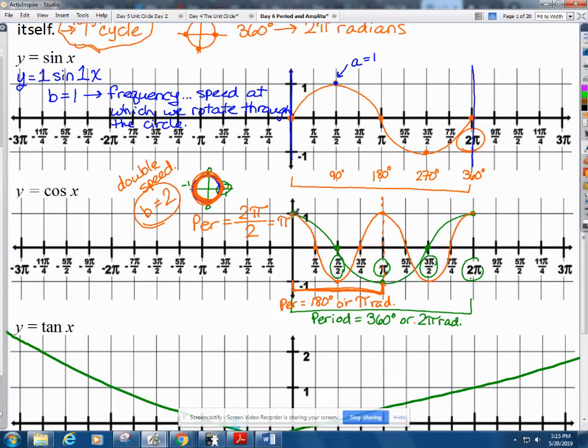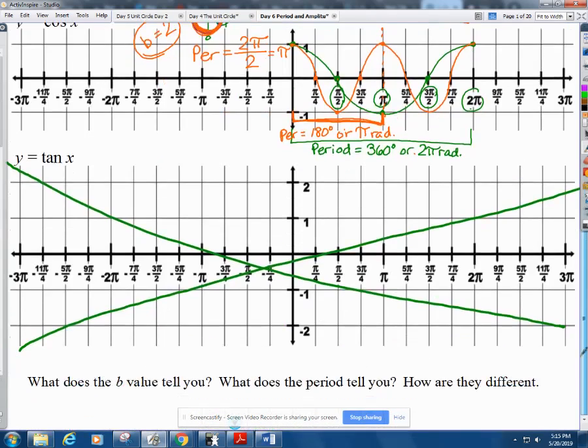So our B value is our frequency. It tells you how much faster than the parent function you're going. How many times do you go around, or how many times something goes around in the same amount of time the parent function went around? So what does the B value tell you?